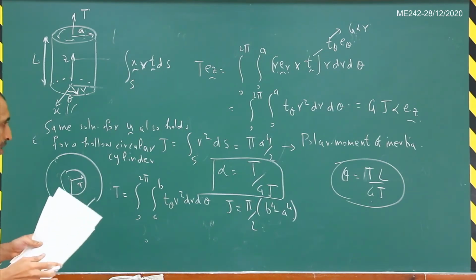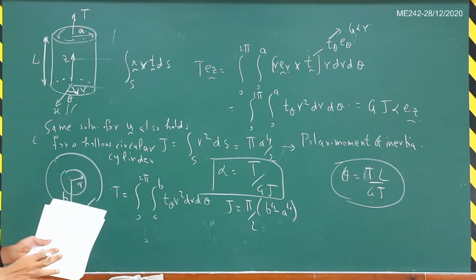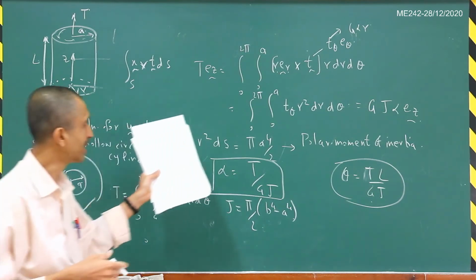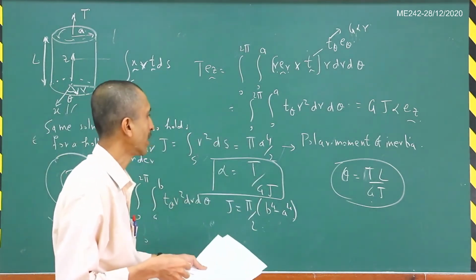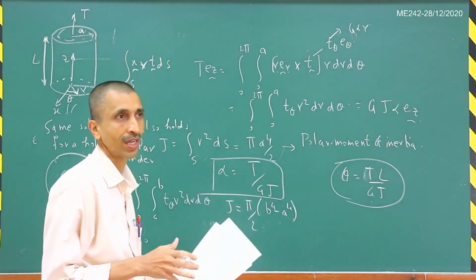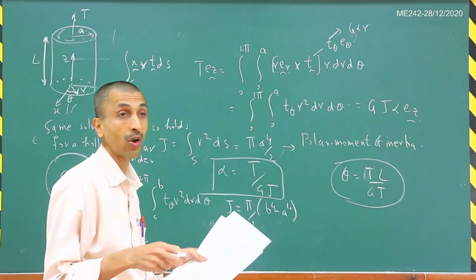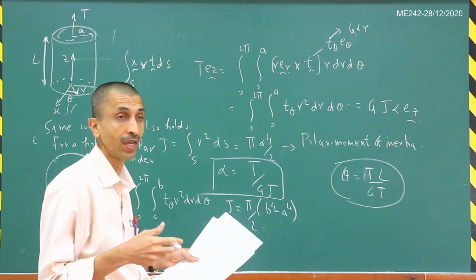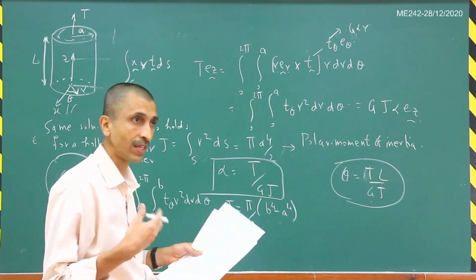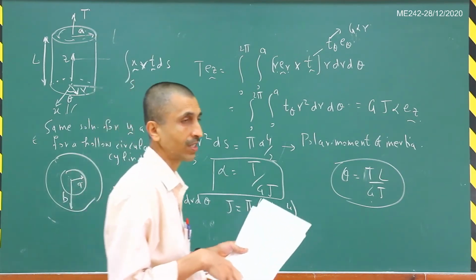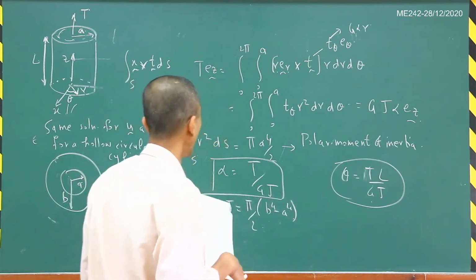So as I said, essentially the solution is the same, only the integration limits are different in the case of a hollow cylinder. And again you can verify all the boundary conditions. So now in a hollow cylinder you also need to verify whether the boundary conditions on the inside surface are satisfied, and again they will be satisfied in this particular case.